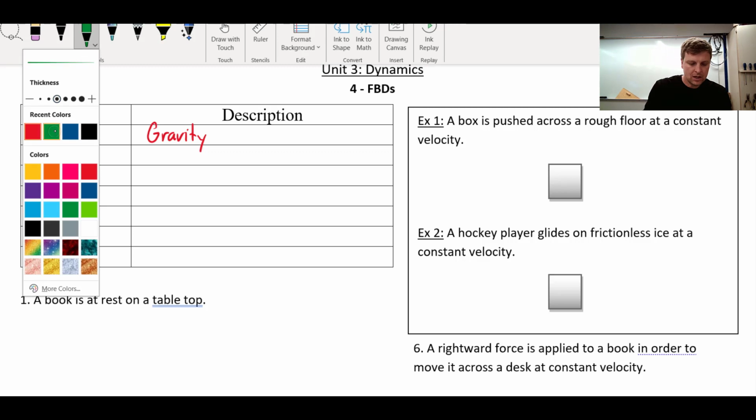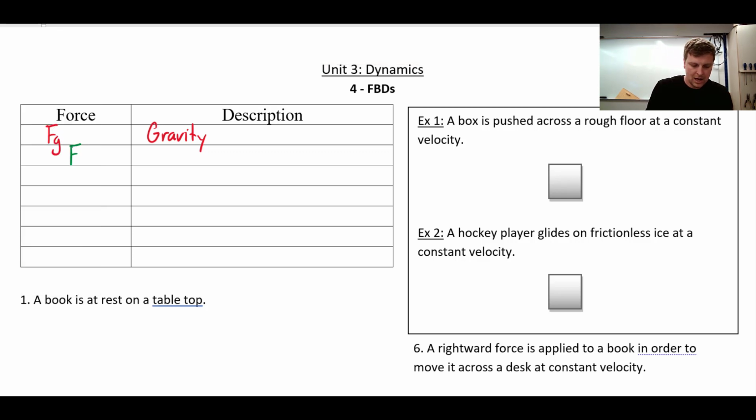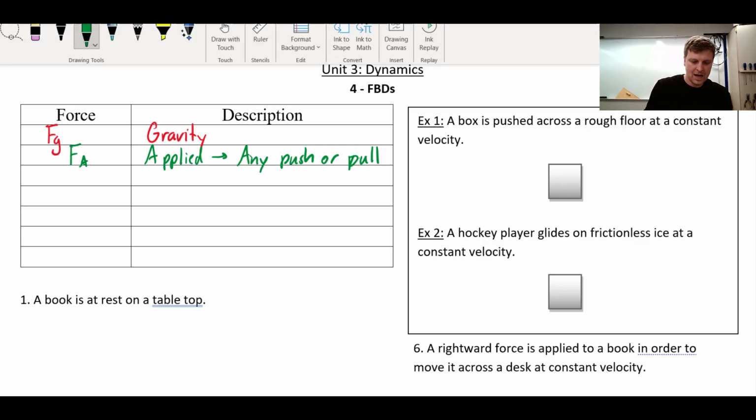The next force we're going to include here, I'm just going to call this Fa. And Fa is the applied force. So the applied force is a bit of a cheat because we say that it is any push or pull. And so anytime that we have a force acting on an object and we're not quite sure what to call it, we might call it an applied force. You could think of the force of the car engine exerting on the tires so that it moves forwards, or you pushing your friend as they walk down the hallway, or you throwing a ball. All of these are just applied forces as a bit of a catch-all.